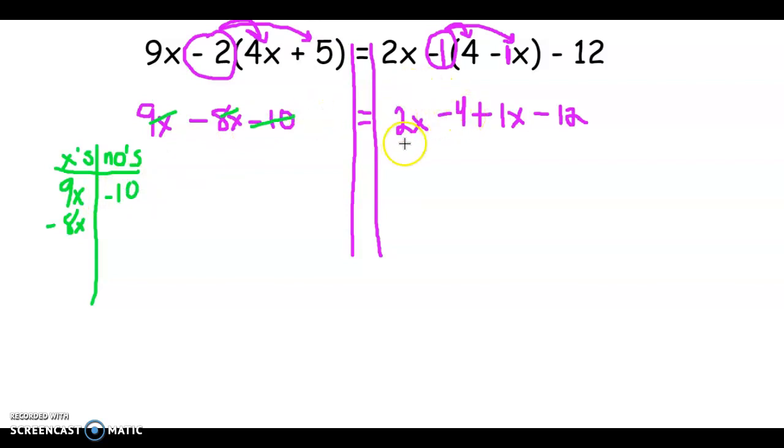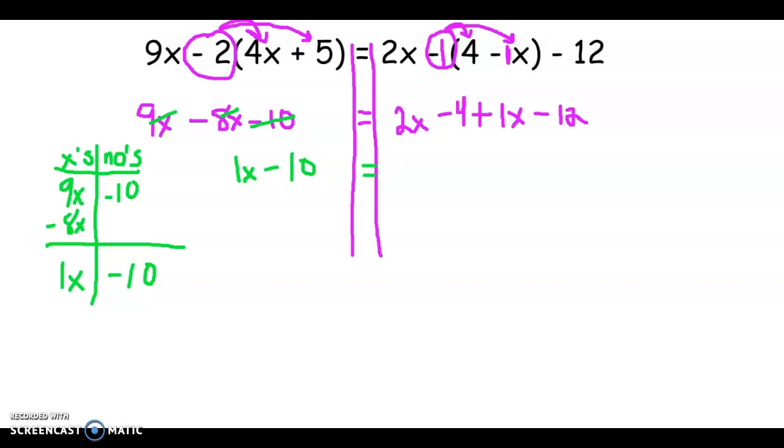Notice I'm not including any of the terms from the right side of the equal sign because I cannot combine those terms because they're on a different side than the side I'm currently working on. You can only combine terms on the same side of the equal sign. I'm going to draw my line. 9x's minus 8x's is 1x. And I don't have to combine that -10 with anything, so I just bring it down, -10. So this whole side simplified is 1x minus 10. I'm going to bring down my equal sign.